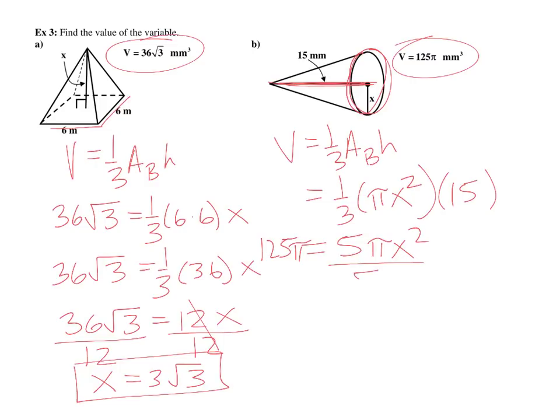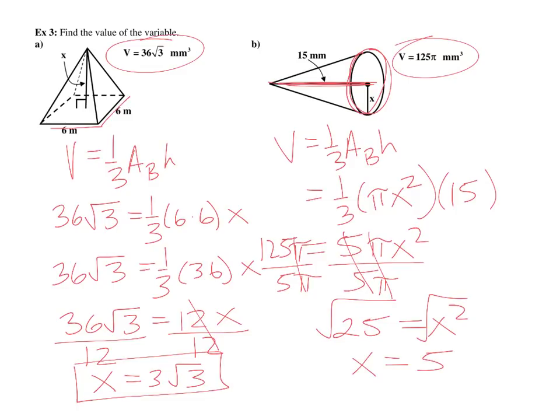All right, so I'm going to divide by 5 pi now. Cancels out. All right, so I get 25 equals x squared. Square root both sides, and x is equal to 5. You don't worry about the positive and the negative case because you cannot have a negative radius. X is equal to 5.